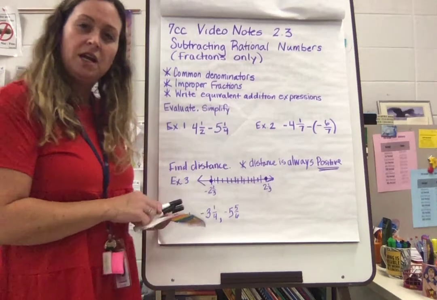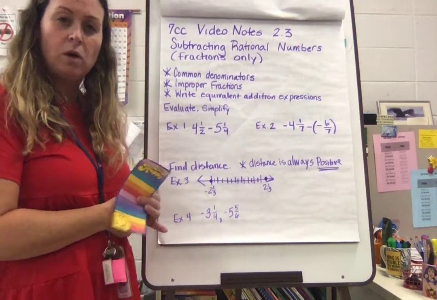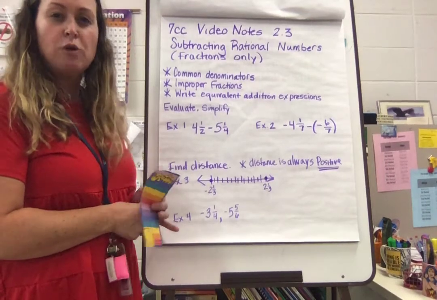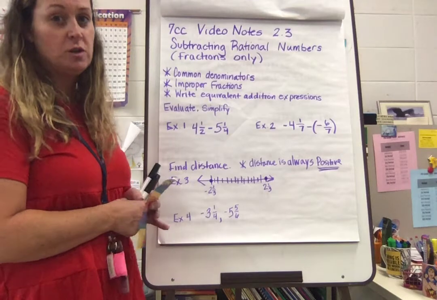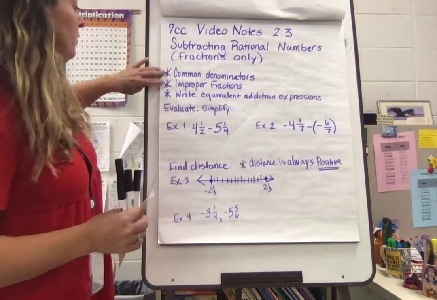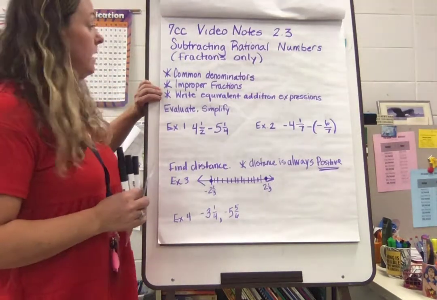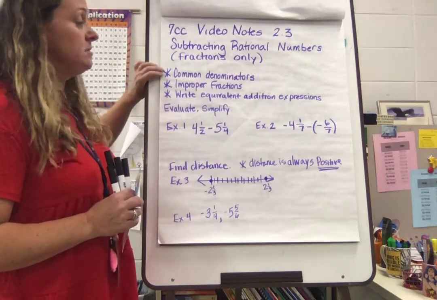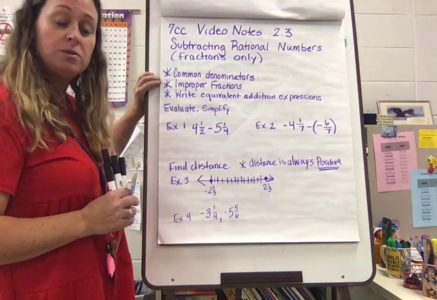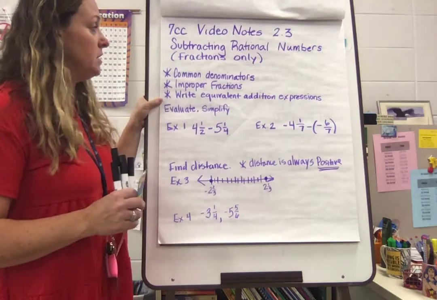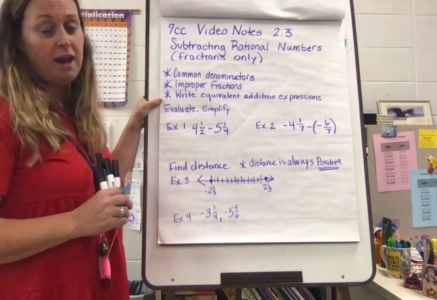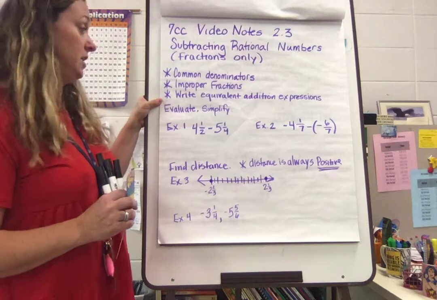Hi everybody, we're going to take notes on the 7th grade Common Core Lesson 2.3, Subtracting Rational Numbers. During these notes, we're going to be practicing on fractions only. Three things that you need to remember when subtracting fractions: you need common denominators, we're going to work as improper fractions, and anytime you see a subtraction problem, you're going to rewrite that as an equivalent addition expression.